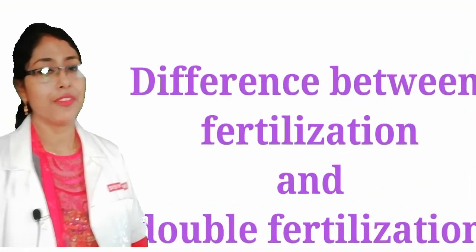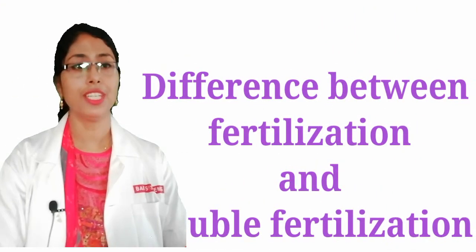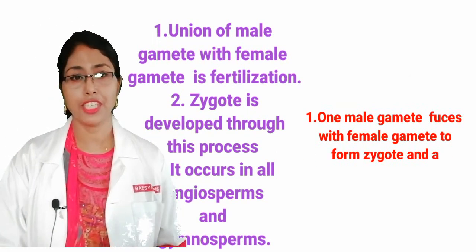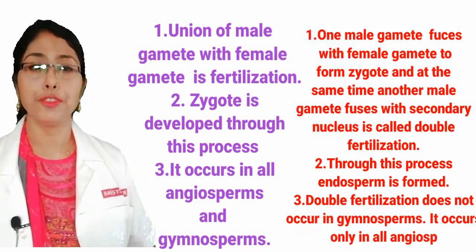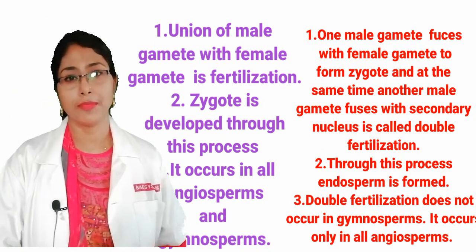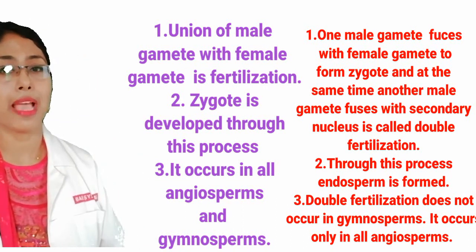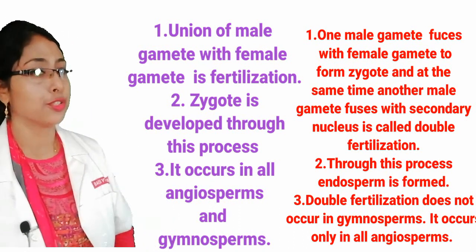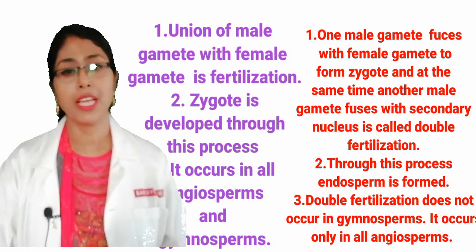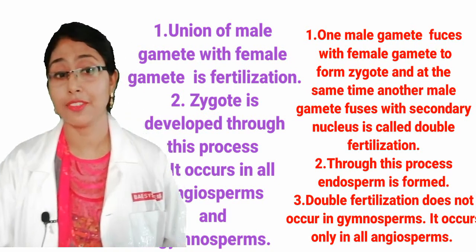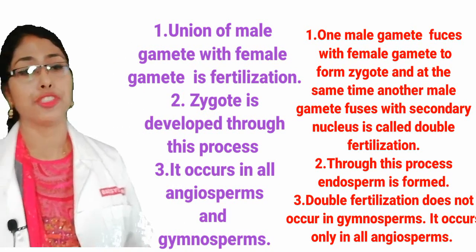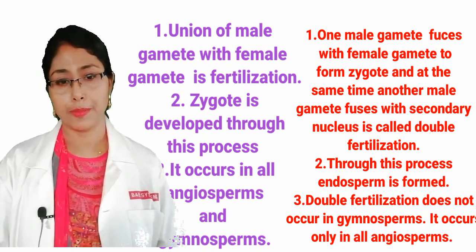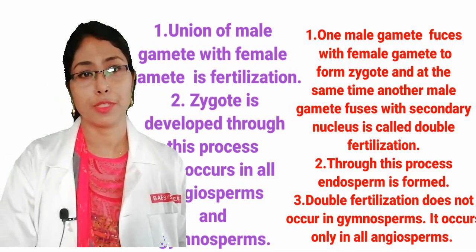Okay, difference between fertilization and double fertilization. Union of male gamete with female gamete is fertilization, and one male gamete fuses with female gamete to form zygote, and at the same time another male gamete fuses with secondary nucleus is called double fertilization. Through this process zygote is developed, and through this process endosperm is developed. It occurs in all angiosperms and gymnosperms. It occurs only in angiosperms. It doesn't occur in gymnosperms.